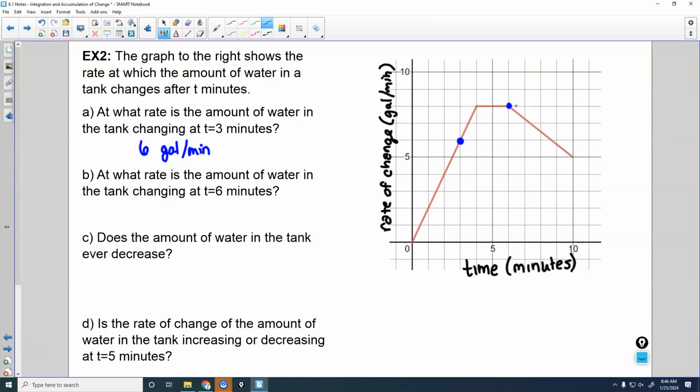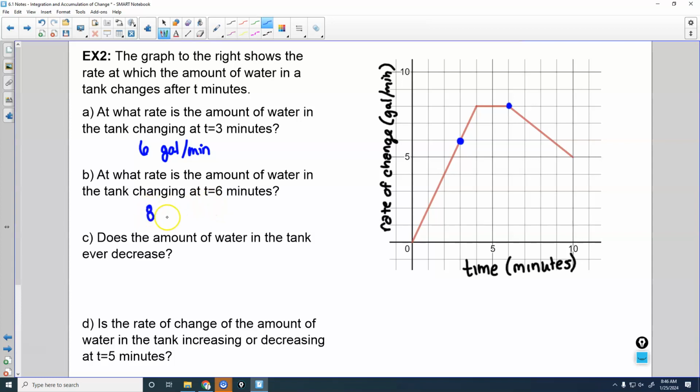Wait, hold on. At what rate is the amount of water in the tank changing at t equals 6? Do we have a problem here? I said uh-oh. Do we have a problem? If we were trying to talk about the rate of the rate, we would have a problem. But this graph we're looking at is the rate, and it's just going to be 8.